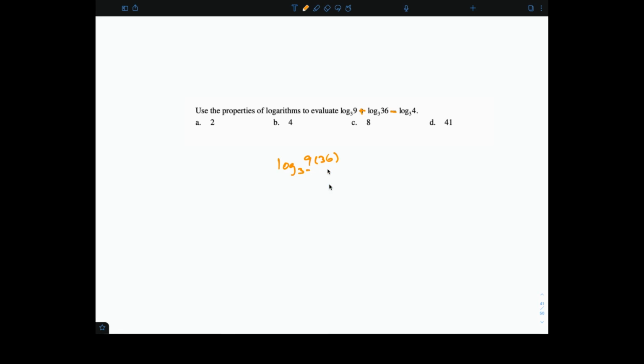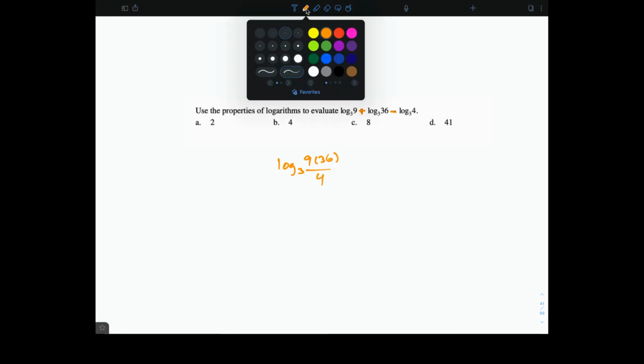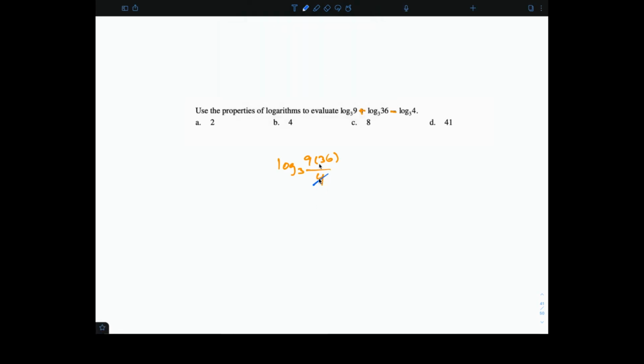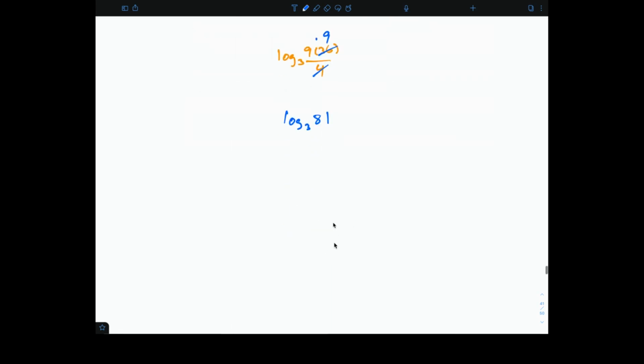And we subtract, we divide. So this one's easy enough to say, hey, 4 goes into 36 9 times. I'm left with 9 times 9, which is 81. So this is log base 3 of 81. Now what I love about this question is we know 81 can be written as 3 to a certain power.